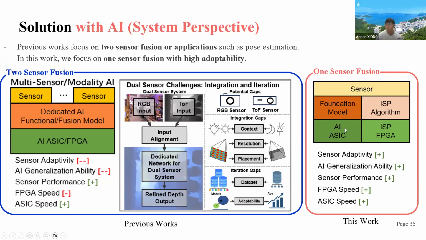In our method, we want to propose an architecture with both a foundation model on an AI ASIC and a flexible ISP algorithm in FPGA. Therefore, we can achieve sensor adaptability, AI generalization ability, sensor performance, FPGA speed, and ASIC speed.